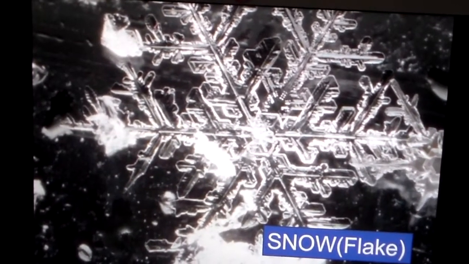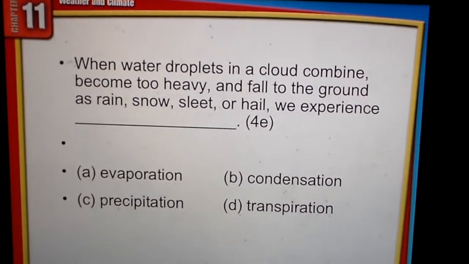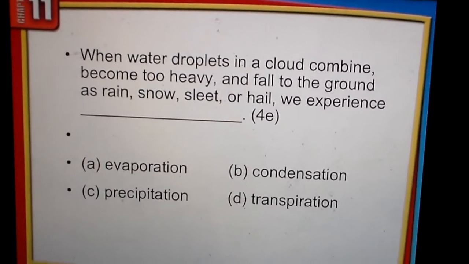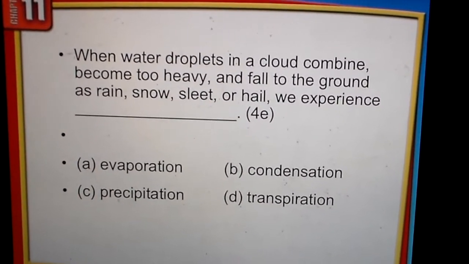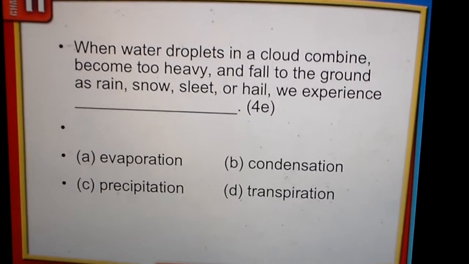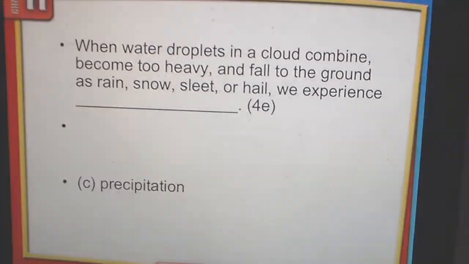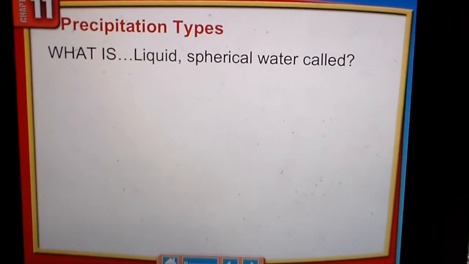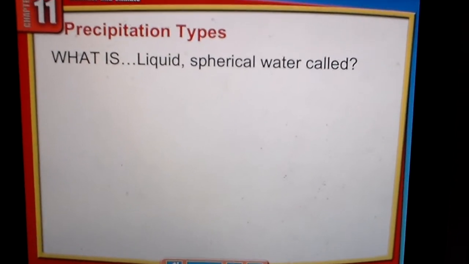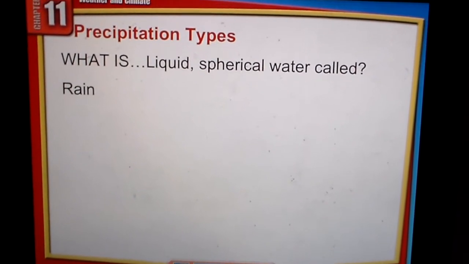Let's look at another multiple choice question. It says, when water droplets in a cloud combine, become too heavy and fall to the ground as rain, snow, sleet, or hail, we experience what? All of these are what we call precipitation. What do we call liquid spherical water? What is liquid spherical water called? Hopefully you said it was rain.